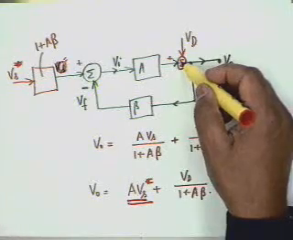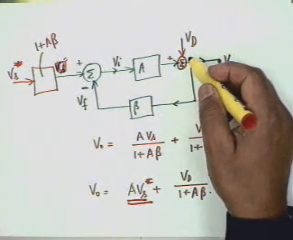Now is it not also obvious that if this amplifier generates some noise at the output, then this noise will also be reduced by the same factor? Is the point clear? If instead of nonlinear distortion, the distortion was due to noise, shot noise, Johnson noise, whatever the source of noise is, noise at the output of the amplifier, then obviously this noise will also be reduced by the same factor 1 plus A beta.